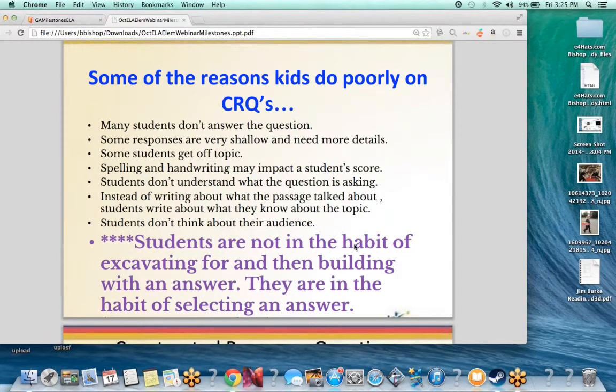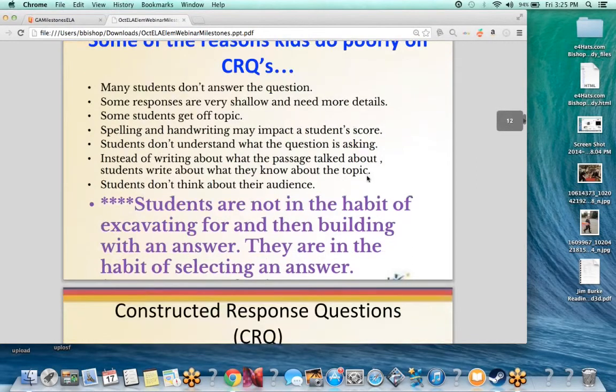They're not in the habit of digging in and excavating for, and then building with, an answer. They're just in the habit of selecting an answer. And those are completely different cognitive processes that reward different kinds of behavior.